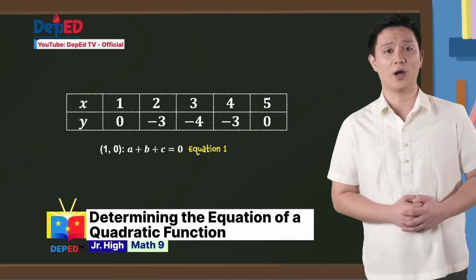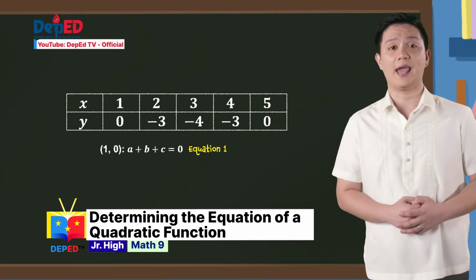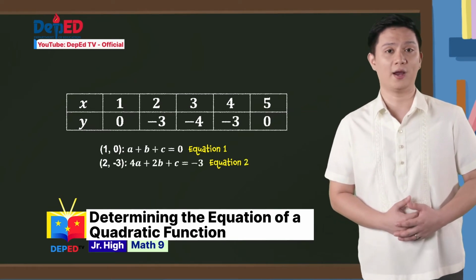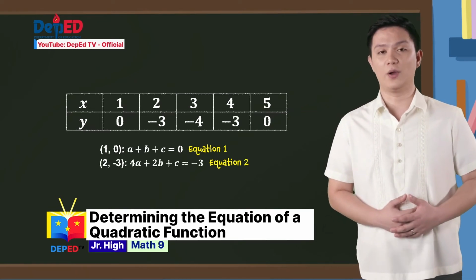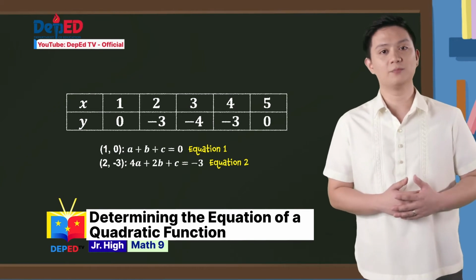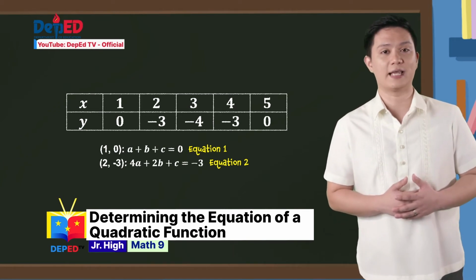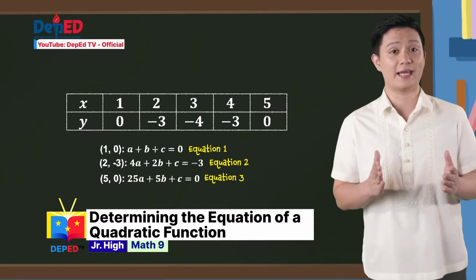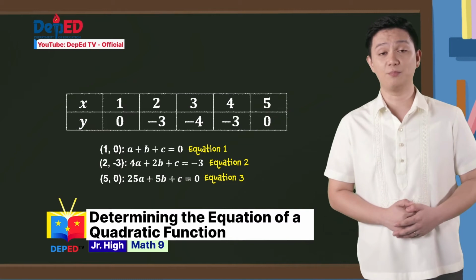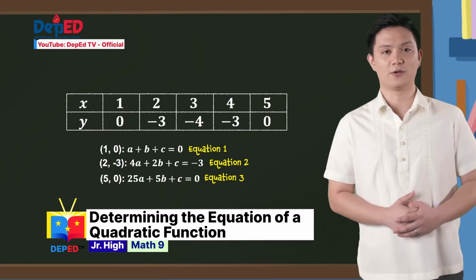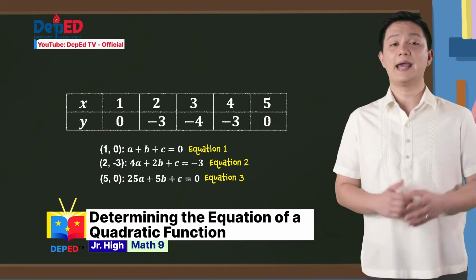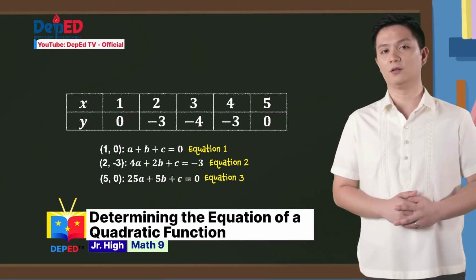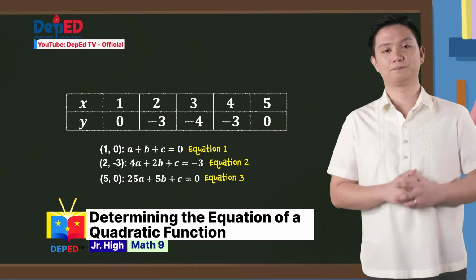Using the ordered pair (1, 0), equation 1 is a plus b plus c equals 0. Using ordered pair (2, negative 3), equation 2 is 4a plus 2b plus c equals negative 3. Using ordered pair (5, 0), equation 3 is 25a plus 5b plus c equals 0. Since all equations in the system contain the term c, we may eliminate the variable.